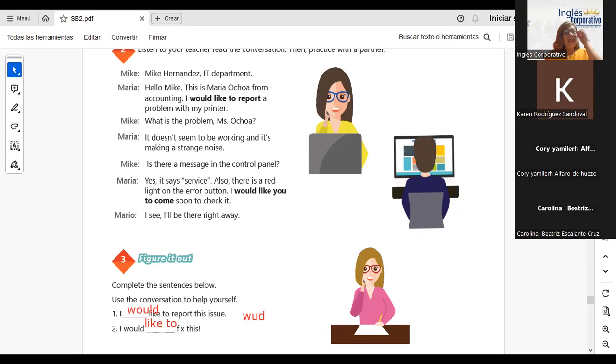Mike Hernandez, IT Department. Hello, Mike. This is Maria Ochoa from accounting. I would like to report a problem with my printer. What is the problem, Ms. Ochoa? It doesn't seem to be working and it's making a strange noise. Is there a message in the control panel? Yes, it says service. Also, there is a red light on the error button. I would like you to come soon to check it. I see. I'll be there right away.